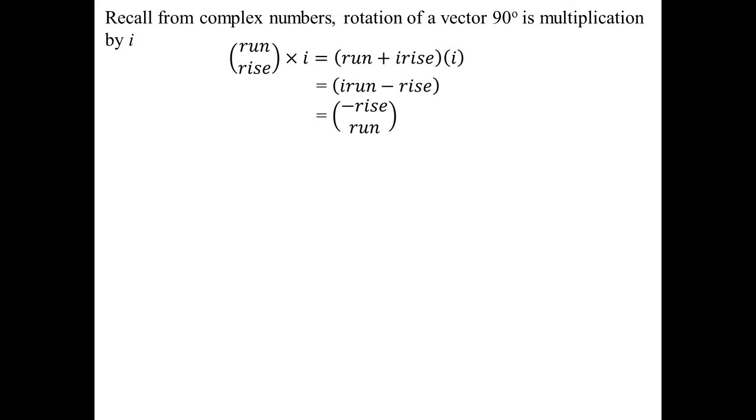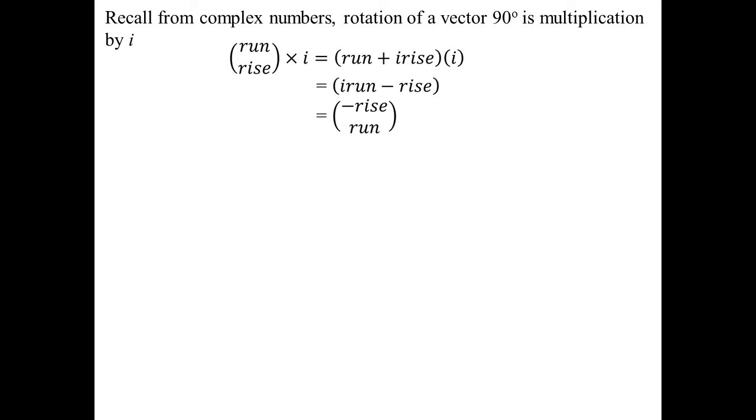Some other ideas. Remember in complex numbers we said rotation by 90 degrees is multiplication by i. Run over rise, because our direction vector has the x on top and then the y. So instead of saying rise over run, the column vector would be run over rise. If I multiply that by i, then I get run plus i rise, times i.